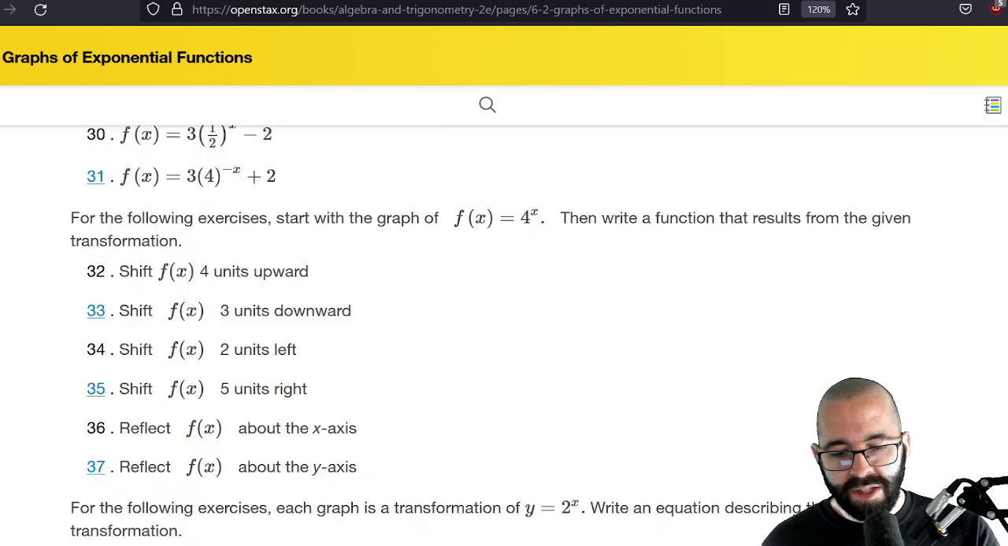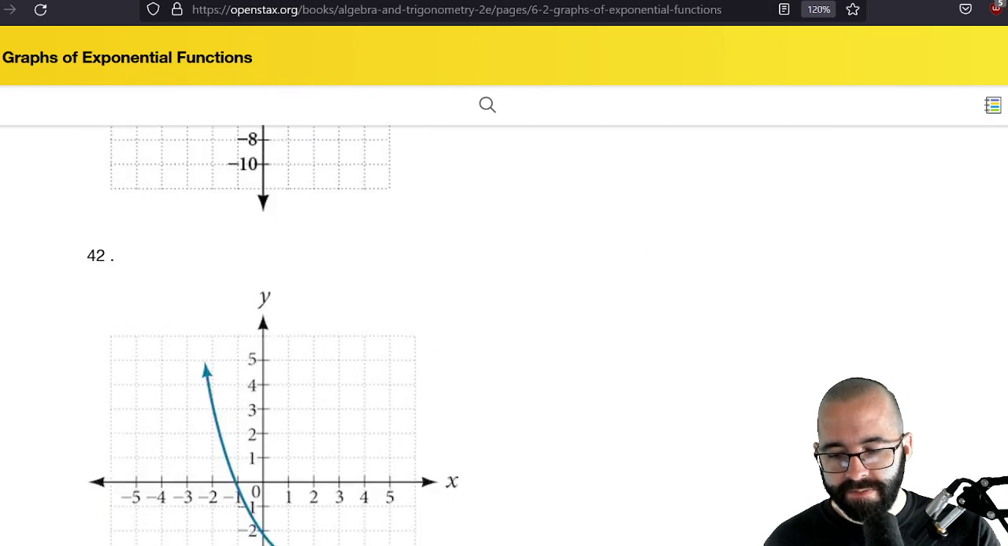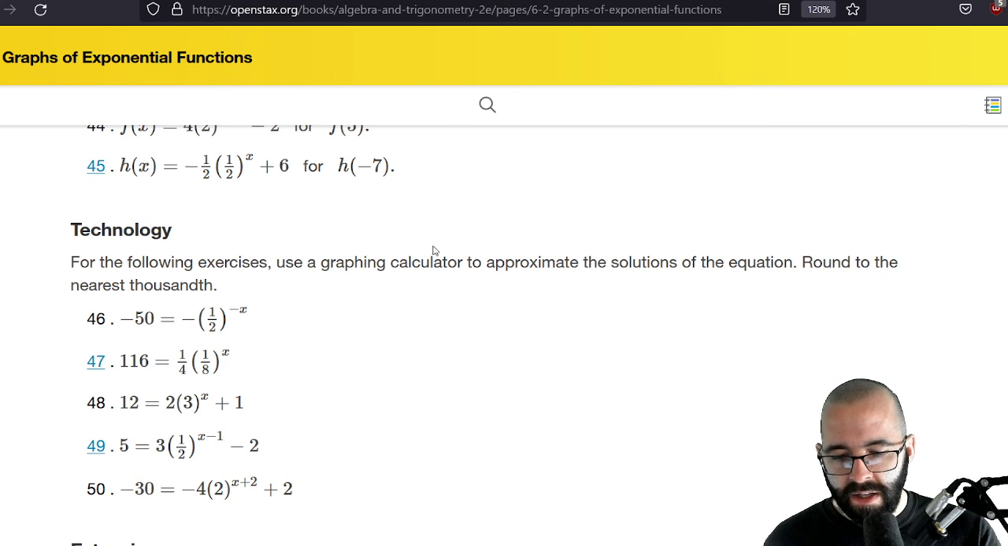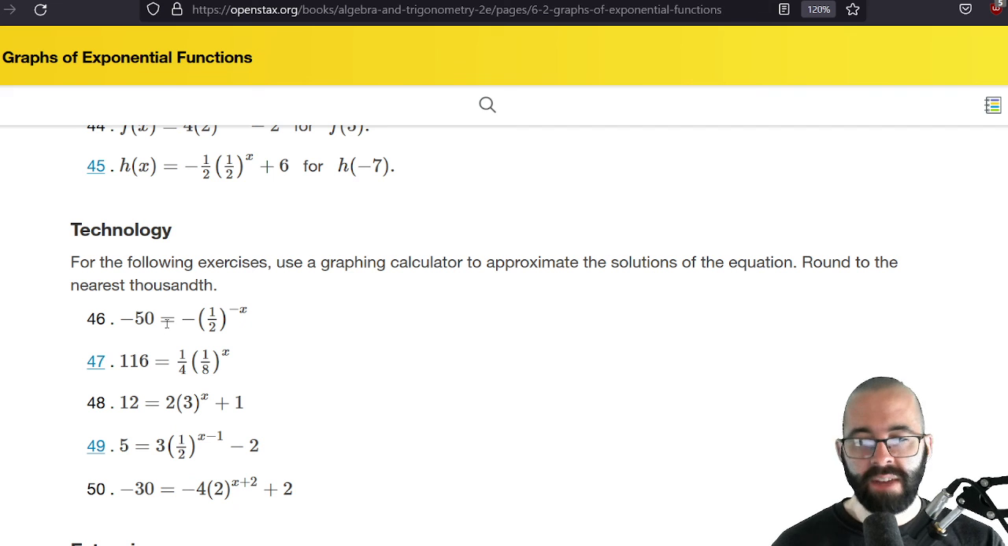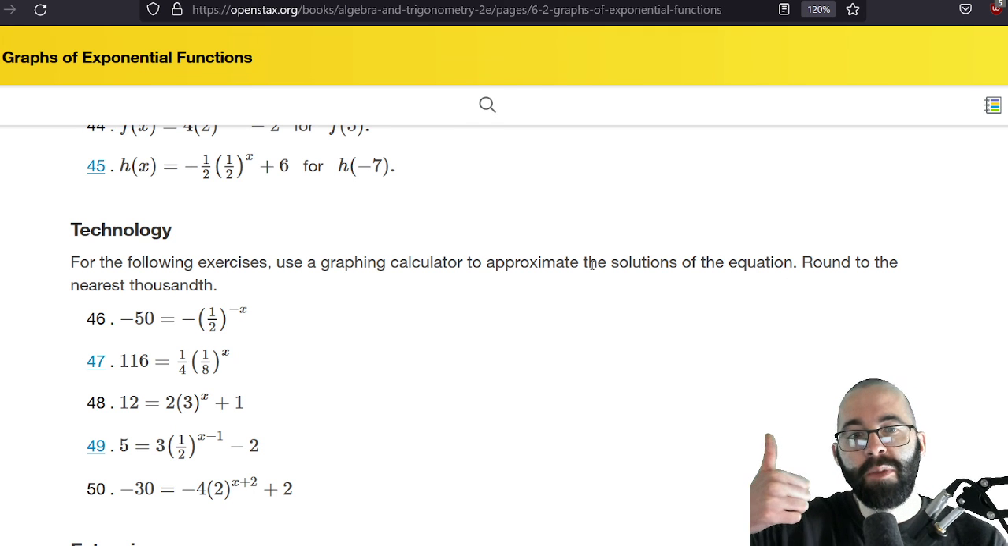And one more honorable mention, number 46, for this video. Use a graphing calculator to approximate the solutions. If you just graph both sides of this equation, and again, I'll do this full problem in 6.2.4, you'll find the solution. So good luck. Let me know if you have questions.